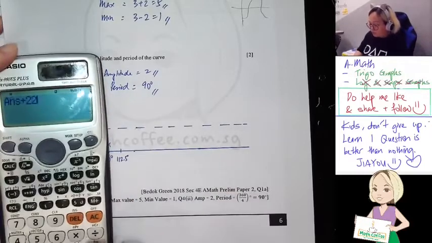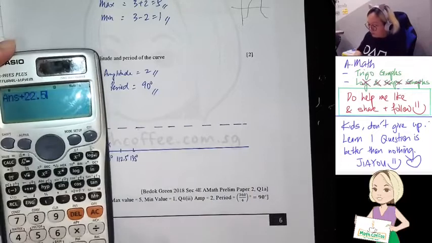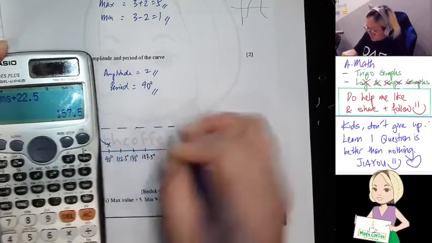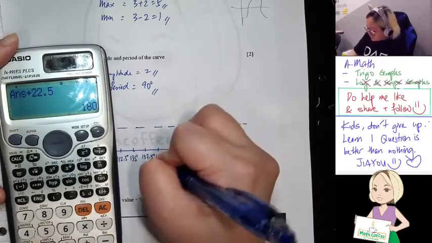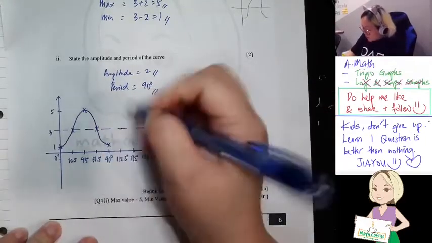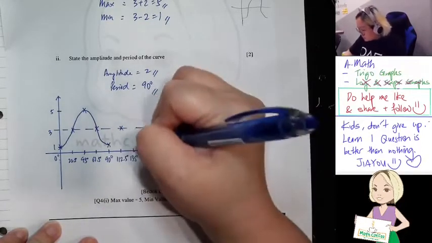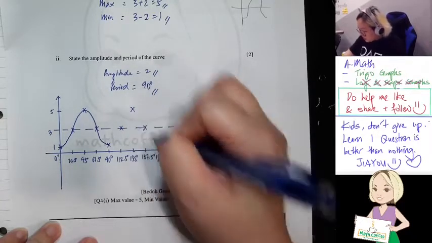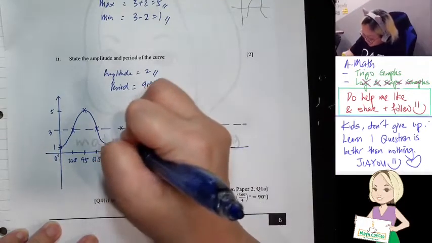112.5 plus 22.5, 135 plus 22.5, 157.5, and plus another 22.5. Of course, this one must give you 180 already. Then mark out again. From 0, it goes up to the minimum, up to the 0, up to the maximum, comes down to the 0, comes back to the minimum. Yes, then we draw the other cycle.